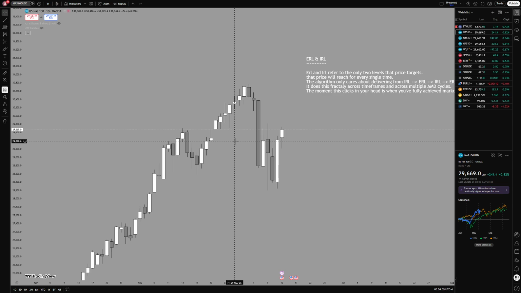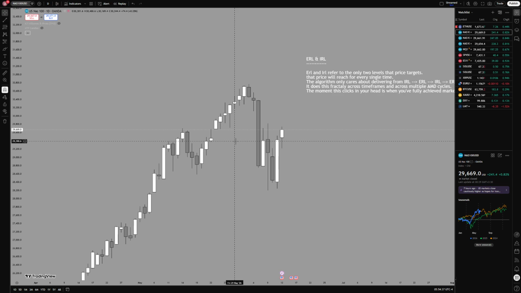But if we have tapped an IRL already, then our next draw is going to be an ERL. We could tap an ERL while tapping an IRL and bounce back up. That's interesting, isn't it? Because we could tap into a high that is an ERL, external range liquidity. And I forgot to explain, but the difference between ERL and an IRL is, number one, E stands for external and I stands for internal.